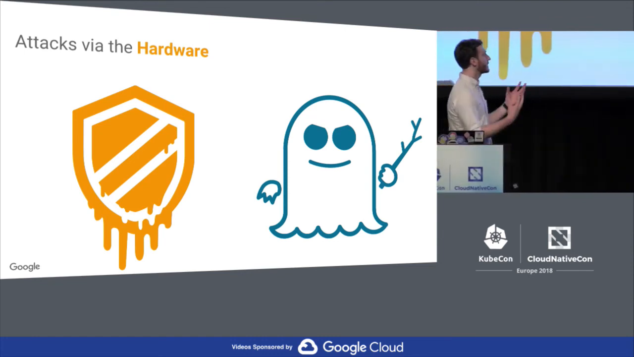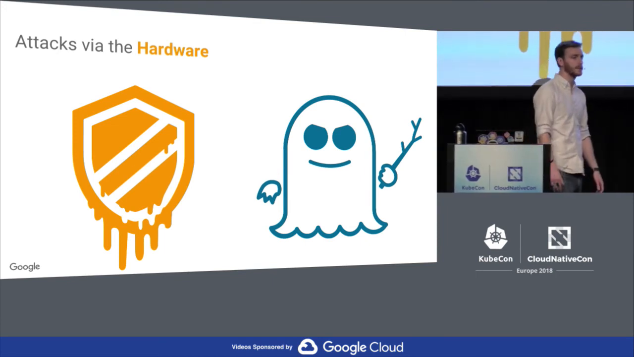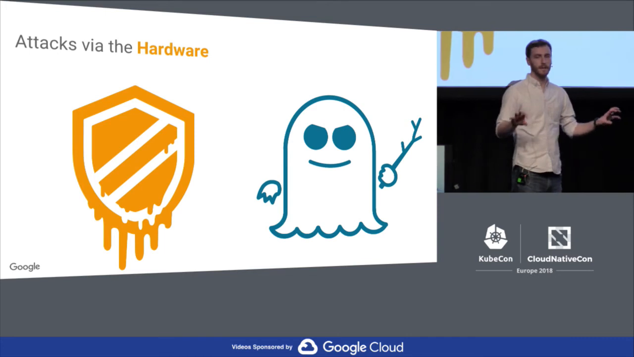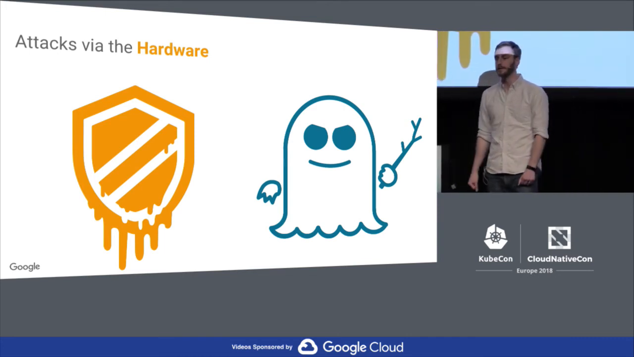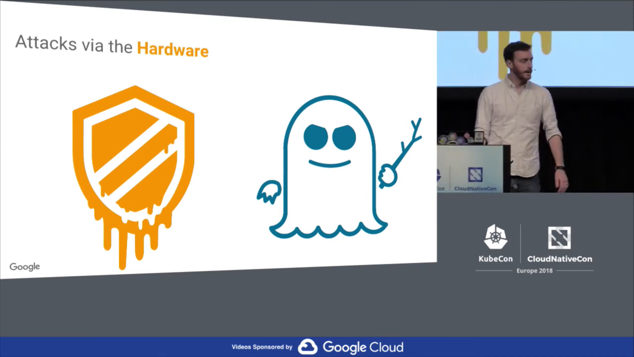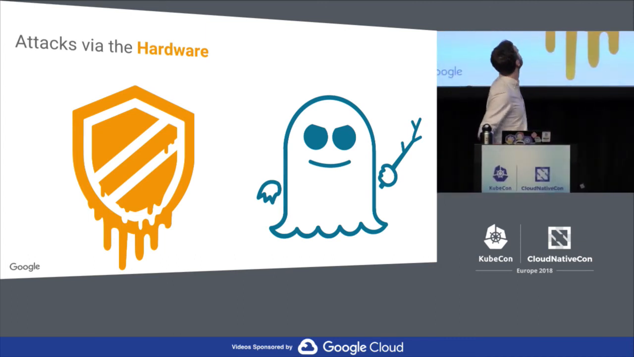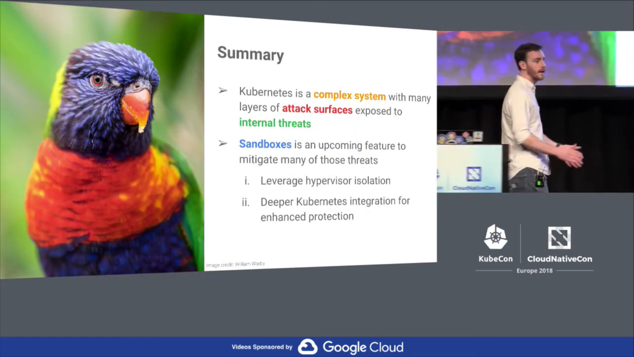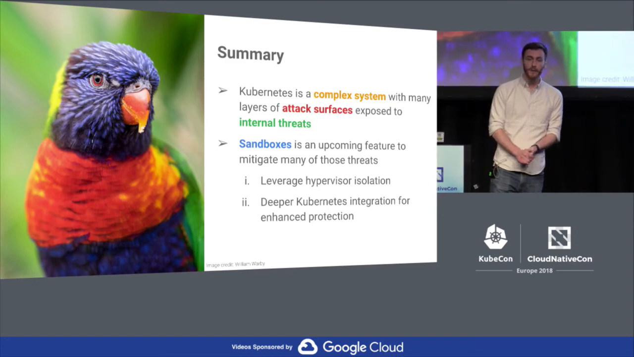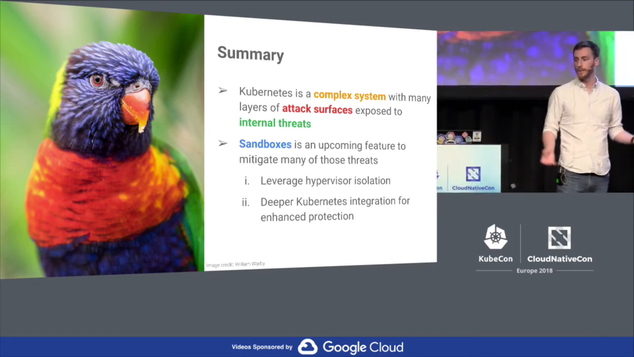And so if this is within your threat model, kind of the only thing we can do at this point is to just segment those sensitive workloads onto different machines, and then hope that the vulnerability isn't in our network interface, because that would be bad. So in summary, Kubernetes is a very large, complex system with many layers of attack surfaces exposed internally.